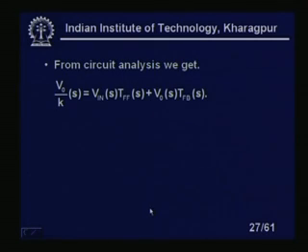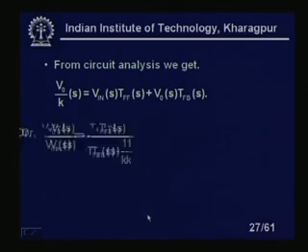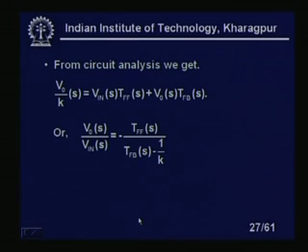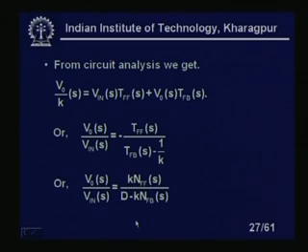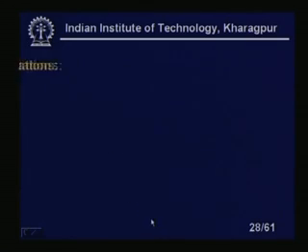So, from circuit analysis we get that V0(s) by k equal to Vin(s) into TFF(s) plus V0(s) into TFB(s), or V0(s) upon Vin(s) equal to minus TFF(s) upon TFB(s) minus 1 by k, or V0(s) upon Vin(s) equal to minus k NFF(s) upon D minus k NFB(s), as before.